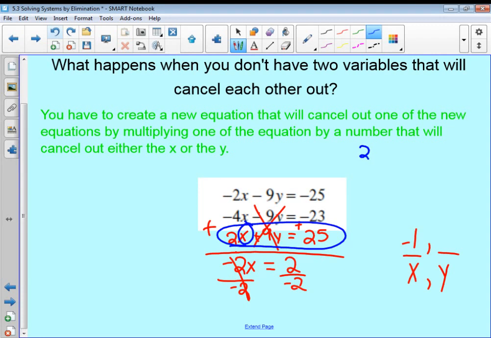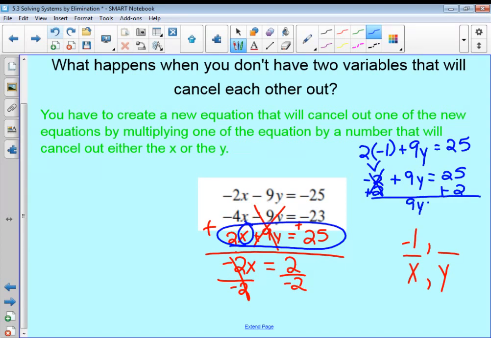So it becomes 2 times a -1 plus 9 times y equals 25. Okay, so here I get -2 plus 9y equals 25. And now we'll do a +2, 9y equals 27. Divide by 9, divide by 9. 27 divided by 9 gives me a positive 3. So there is my system of equations. The last part of this really isn't new.